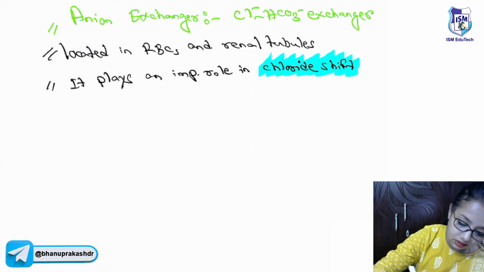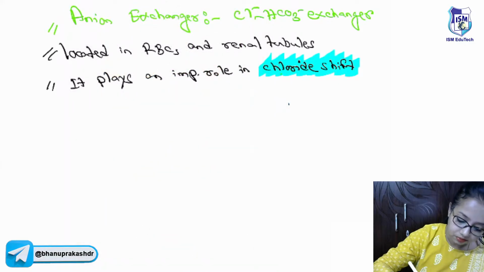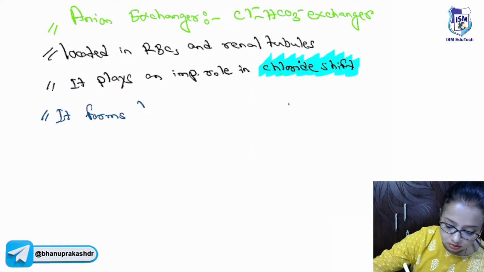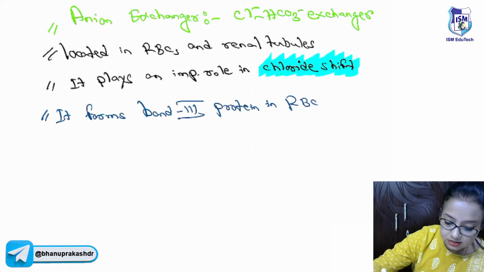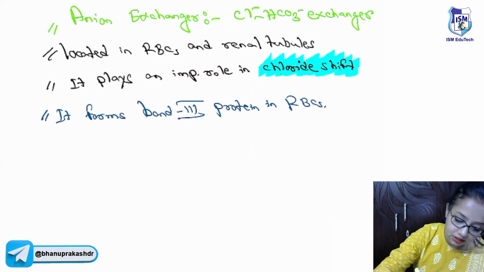Here, within the RBC, it forms the band 3 protein in RBCs.